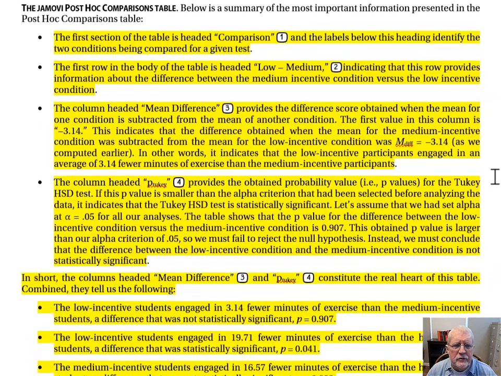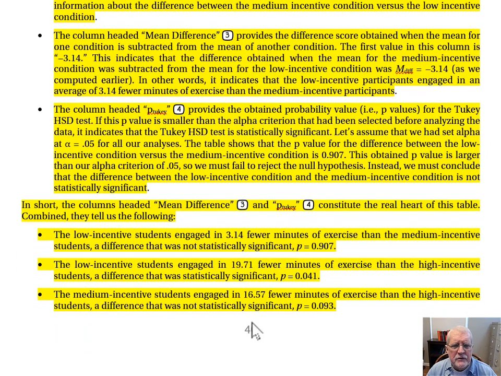That's got to be bad news, right? Is that what he says with the last bullet point? Medium incentive students engaged in 16.57 fewer minutes of exercise than the high incentive students, a difference that was not statistically significant, 0.093. Okay, so we found out of our 3 comparisons, one of them was statistically significant according to the Tukey test.